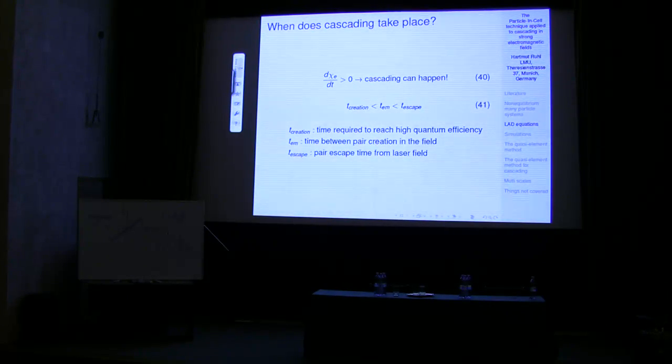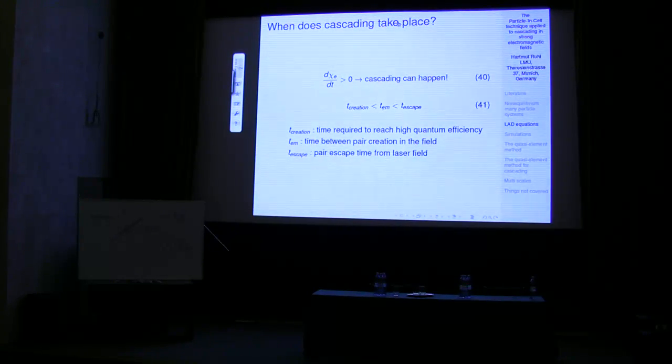Okay, so now in a more general context, when does cascading happen? Well, cascading is a self-sustaining process. So that means the laser is the energy source, and the laser drives the cascades up, so it makes more and more particles. And for this to happen, particles have to accelerate. And so one would typically require that the kinetic energy derived with respect to time has to be larger than zero. So that means the particles gain energy. And then one would like to have the so-called creation time to be smaller than the time in between consecutive events, and also much smaller than the escape time, which is the time the particles would take to leave a region of high field.